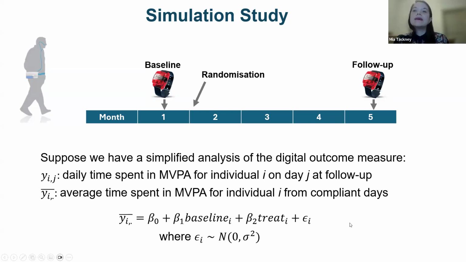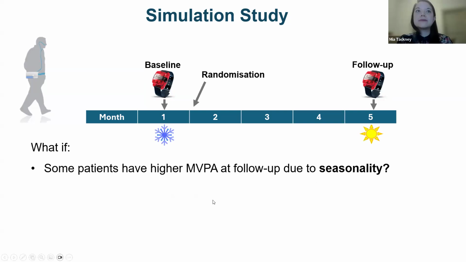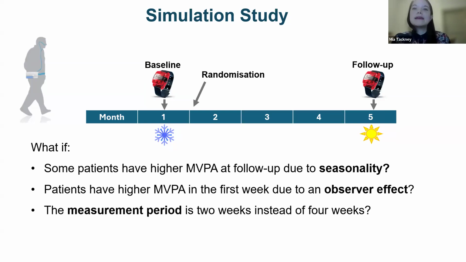Some of the questions that we're going to explore are, what if some participants are recruited at baseline in the winter and then have their follow-up in the summer, and there is an increase in their physical activity at follow-up simply due to seasonality? What's the impact of that on this simple analysis model that we've set up? Secondly, if participants have a higher MVPA just in the first week of their follow-up period, out of the 4 weeks, because of this feeling of being observed, what will be the impact? And what happens if the measurement period is 2 weeks instead of 4 weeks? What's the impact of this choice about the measurement period?